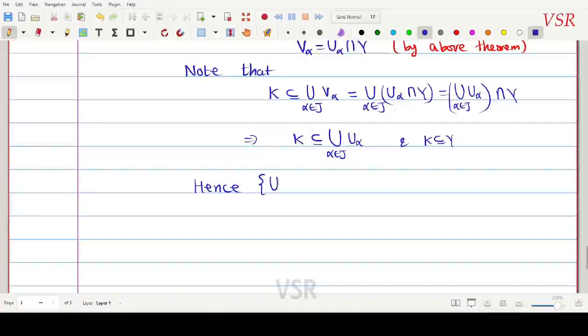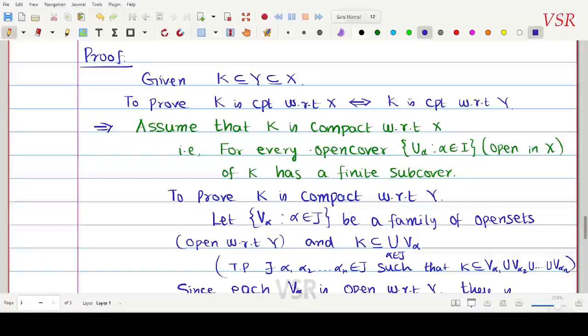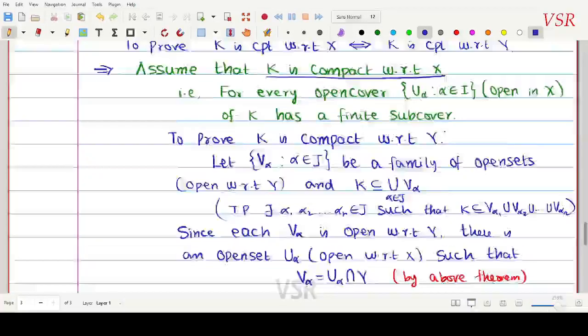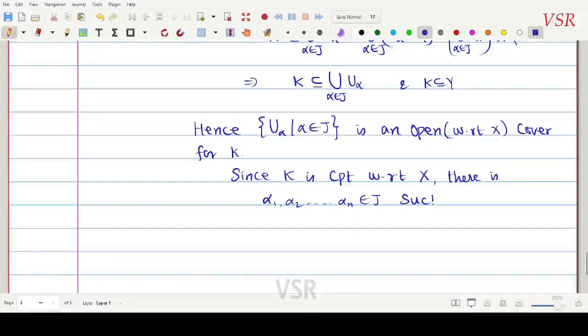Hence U alpha, such that alpha belongs to J, is an open cover with respect to X for K. Already it is given that K is compact with respect to X. Since K is compact with respect to X, this has a finite subcover, so there is alpha 1, alpha 2, dot dot dot, alpha n belonging to J.